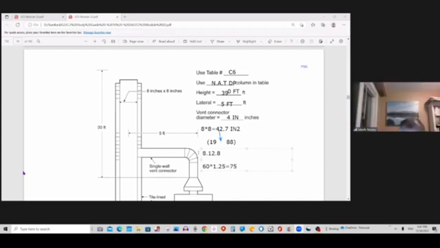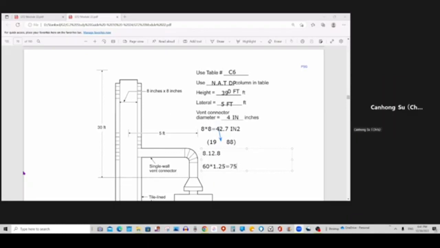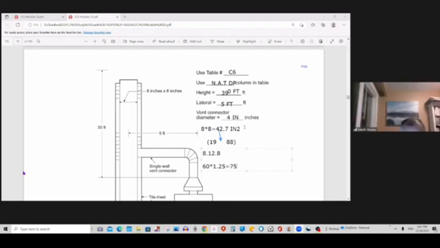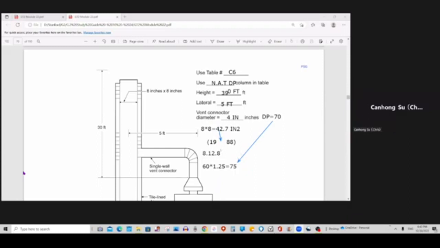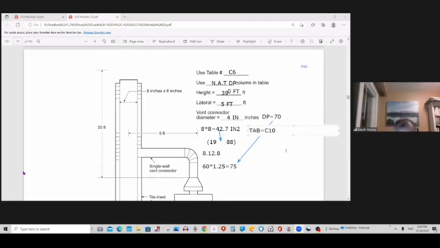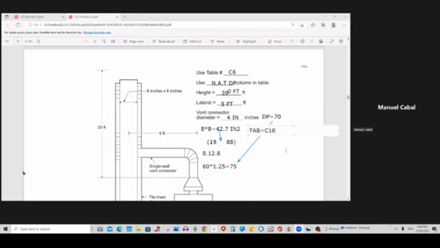And how much was the DP for 4-inch? 70, so it is more, right? Yeah, out of the range. Okay, here the DP was 70. So the second condition is okay too. So it's permissible. It's good to use this chimney this way. Yes, right. Okay, sir. Thank you, sir.